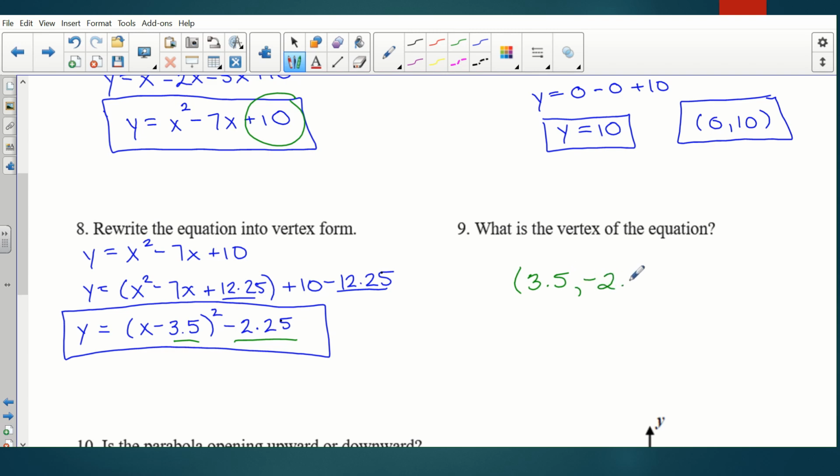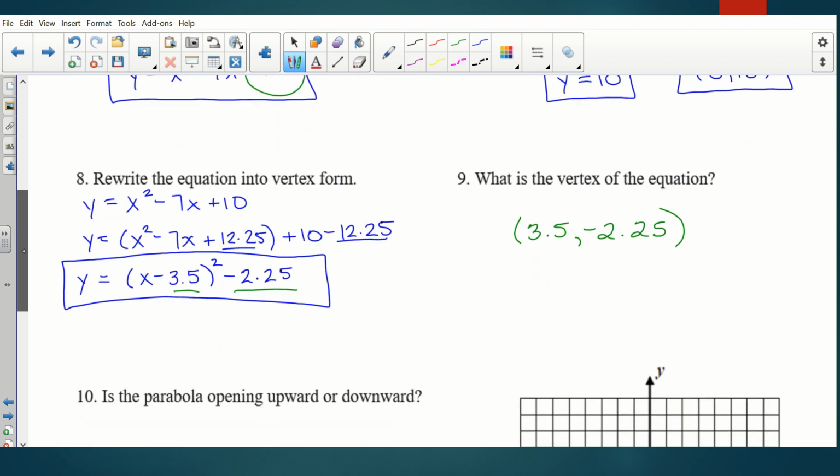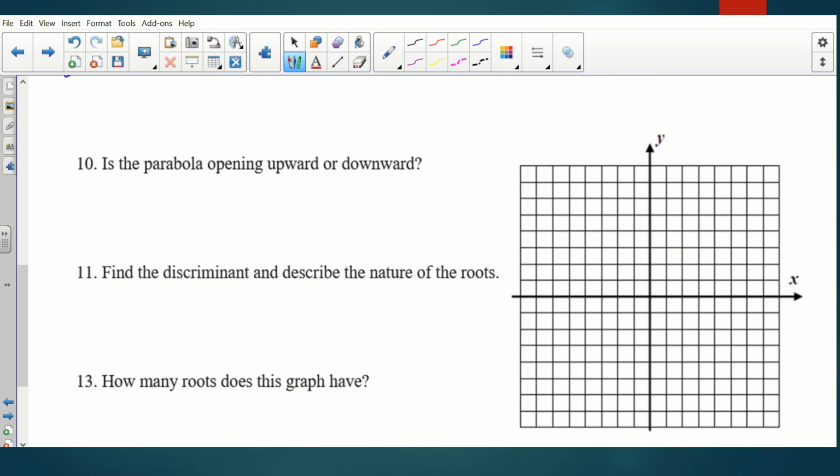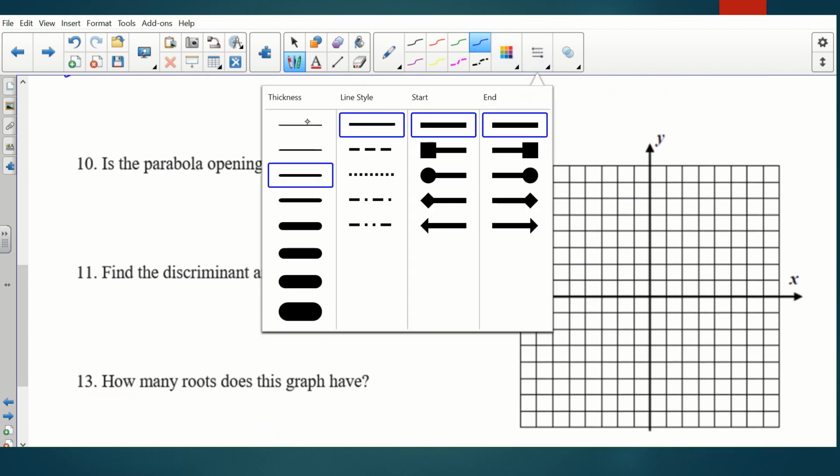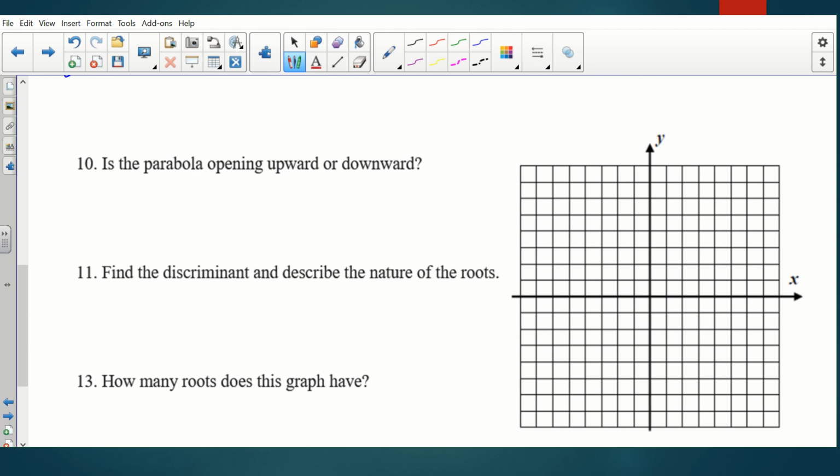And then negative 2.25. That guy stays the same. We don't change that one around at all. Okay? All right, so moving on. Is our parabola going to open up or down? Well, check the a value. Check the value that's attached to x squared.